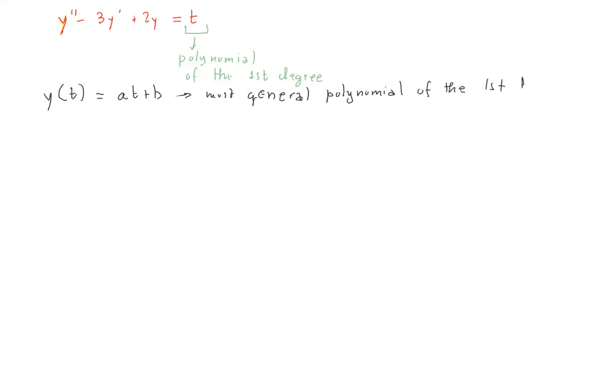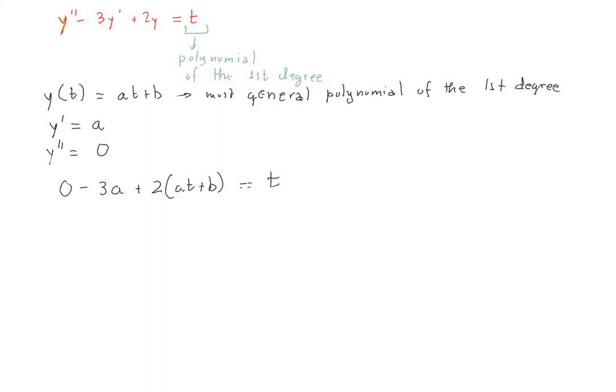So what you do is you say in the beginning, I have no clue what a and b should be, but if I plug it into my equation, maybe I will find out. To do so, you need the derivative of y, which will be a, and the second derivative, which will be 0. So if you plug everything in, you will get 0 minus 3a plus 2at plus b. That should be equal to t.